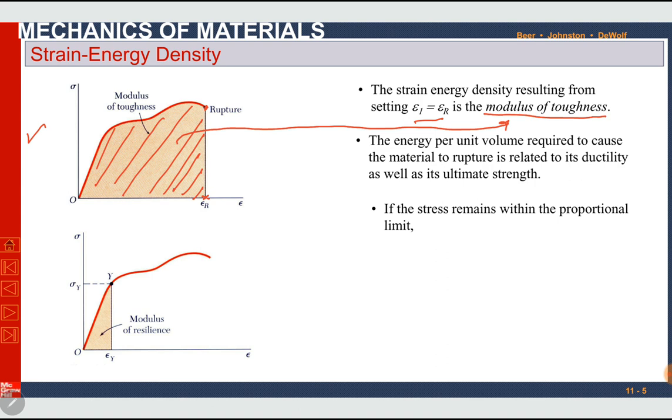So how can we define modulus of toughness? Modulus of toughness is the strain energy density, or you can say the strain energy per unit volume, absorbed by a material until the rupture point. Again, I will define it. What is modulus of toughness? Modulus of toughness is the strain energy per unit volume. It is very important. Strain energy per unit volume absorbed by a material until rupture point.